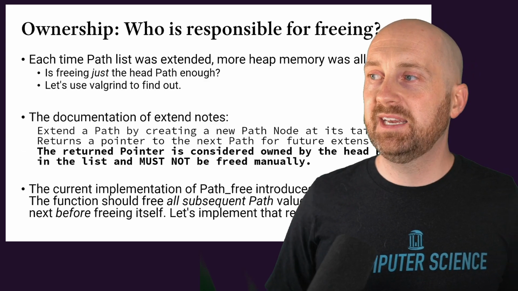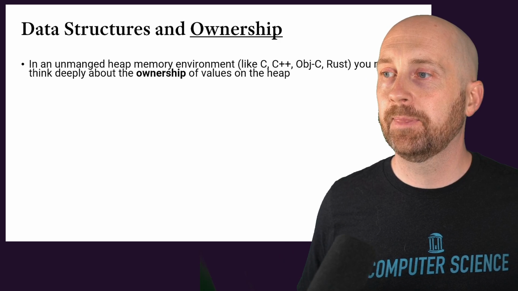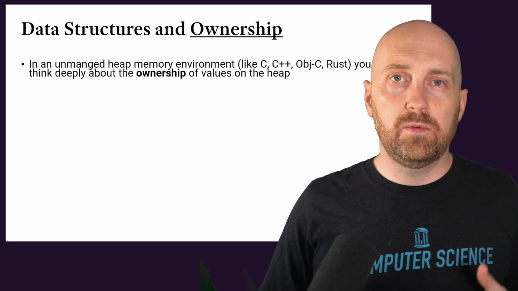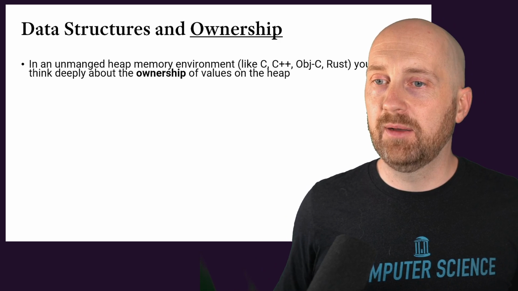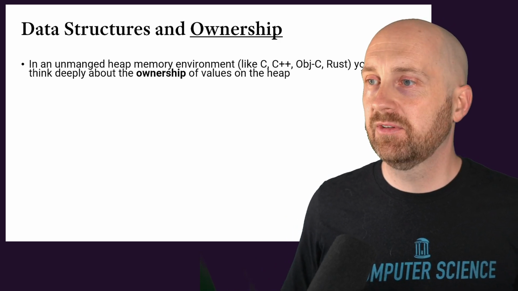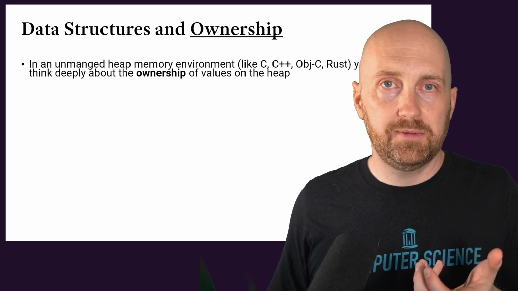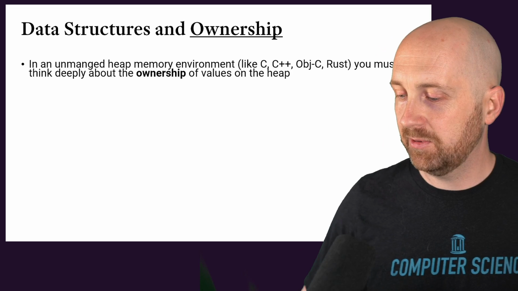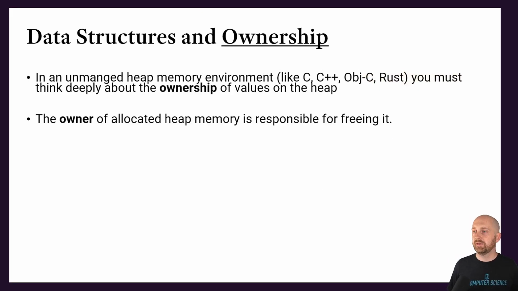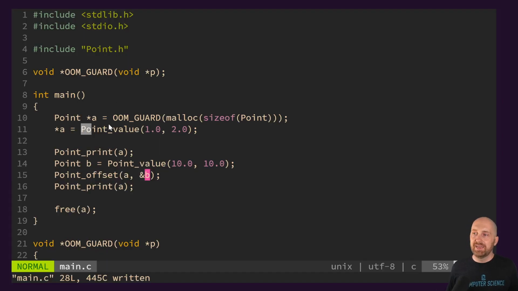So ownership is the idea of who is responsible for freeing, right? The next video will cover this in more depth, but in your memory managed environments, you haven't needed to think about this concept quite as deeply. With C, you're going to have to think about this and wrangle with it much more concretely, right? So the owner is the variable that's responsible for freeing it. And in our example here, A is the owning pointer to this memory address that was mallocked.